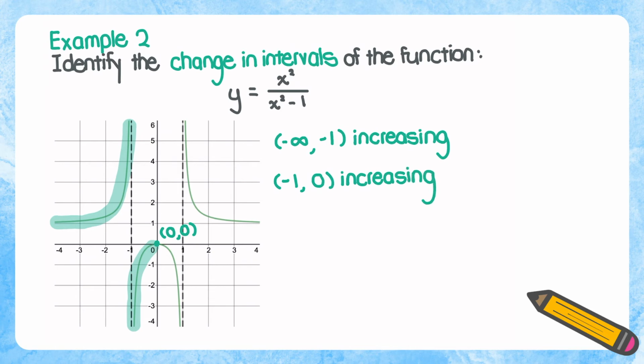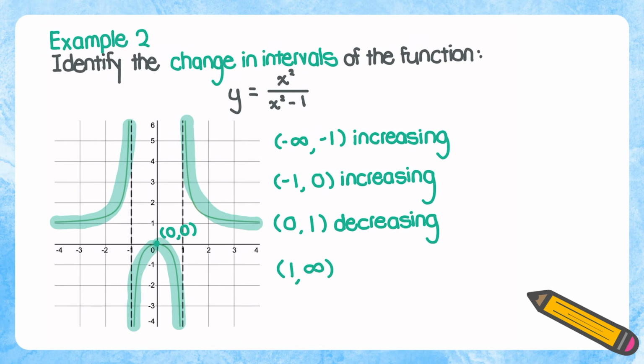But what happens after? We start decreasing. So the function starts decreasing from 0 to 1. So right here, the function is decreasing. Again, this goes almost up to positive 1, and then we resume right after positive 1. The function is still decreasing, and it continues decreasing all the way to positive infinity.